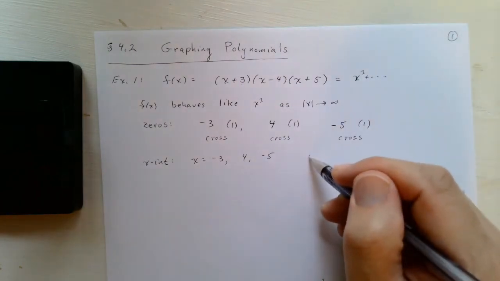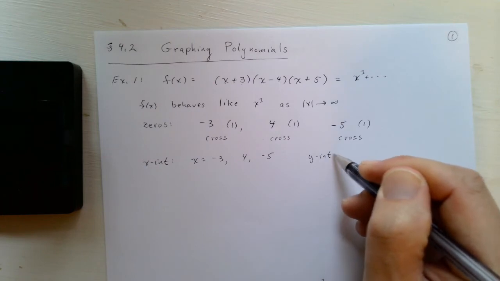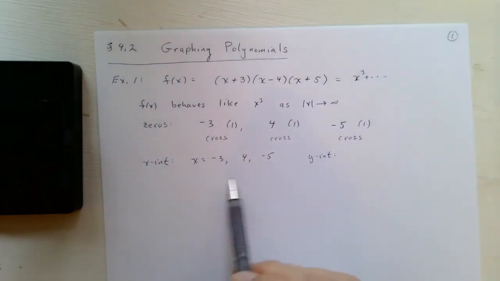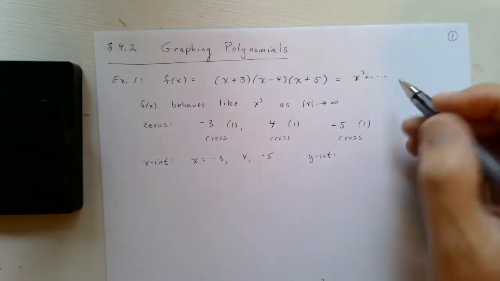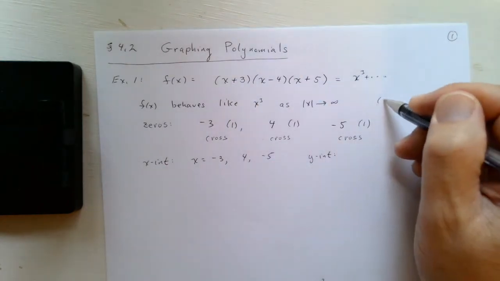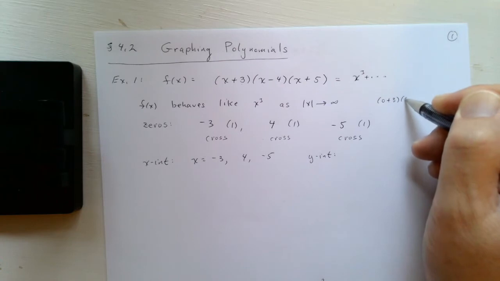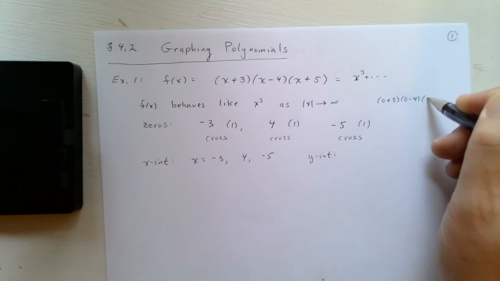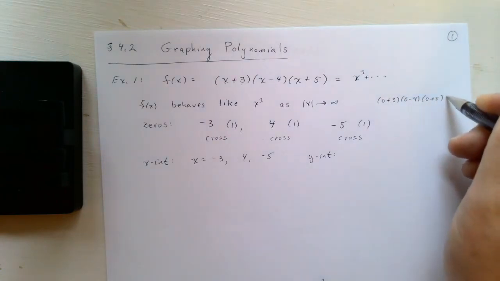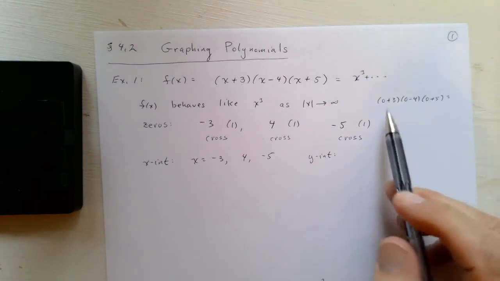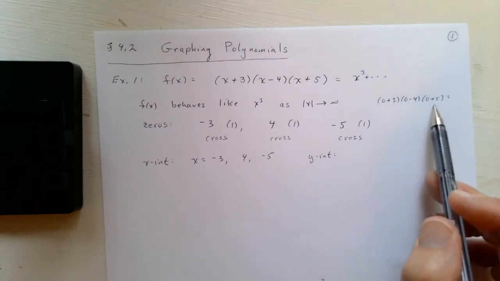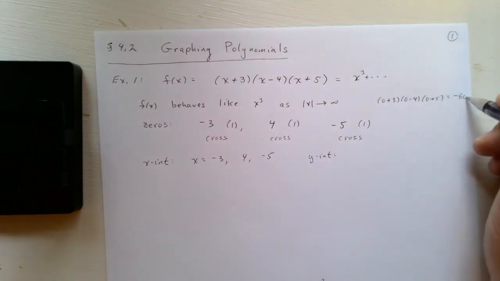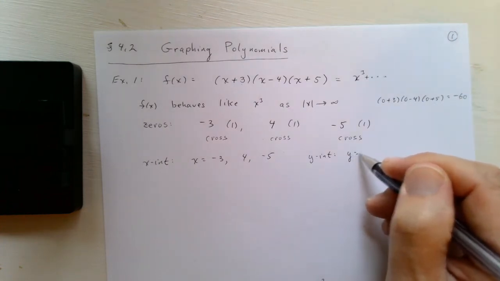And the y-intercept, well, what would that be? Remember, how do we find the y-intercept? We plug in x equals 0. If we plug in 0 into here, we get 0 plus 3, 0 minus 4, 0 plus 5. If we multiply this all together, we get 3 times negative 4, that's negative 12. Negative 12 times 5 is negative 60. So the y-intercept will be at negative 60.